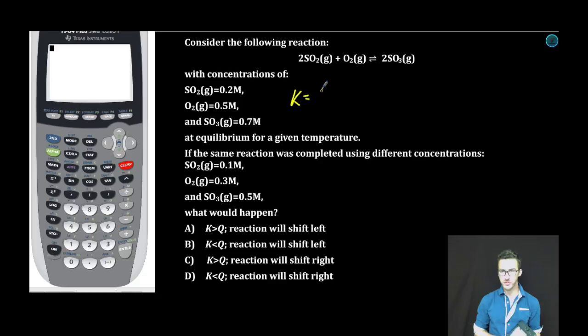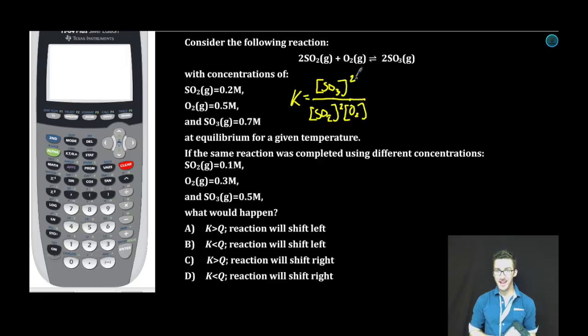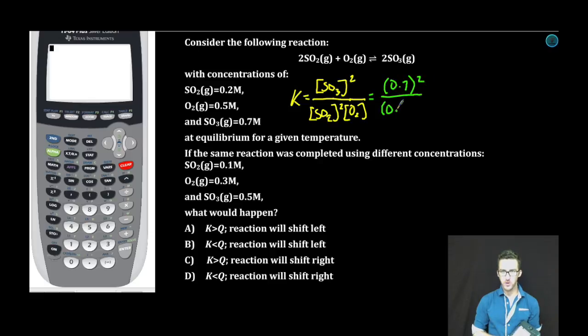K is going to be equal to the concentration of SO3 squared over the concentration of SO2 squared times the concentration of O2. Again, these exponents are coming from the coefficients in the balanced chemical equation. Plug these numbers in: 0.7 squared over 0.2 squared times 0.5. All right, let's simplify. Let's keep solving. 0.7 times 0.7 is going to be 0.49 over 0.2 times 0.2.